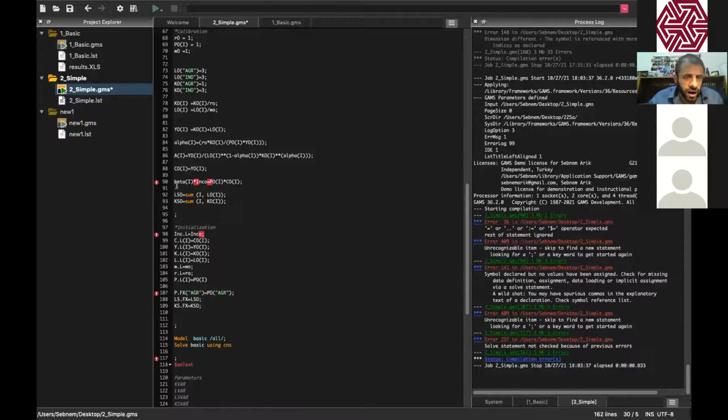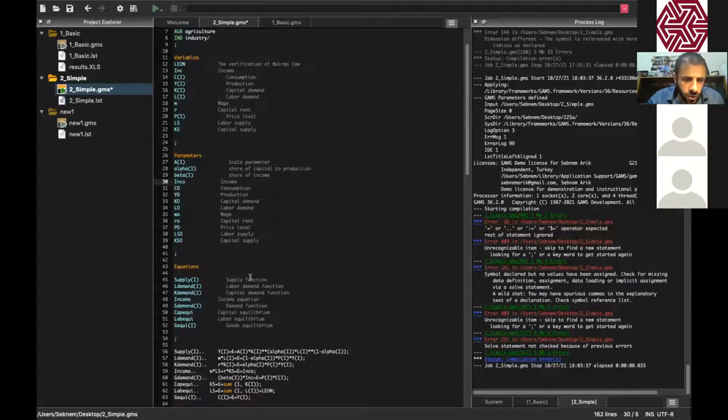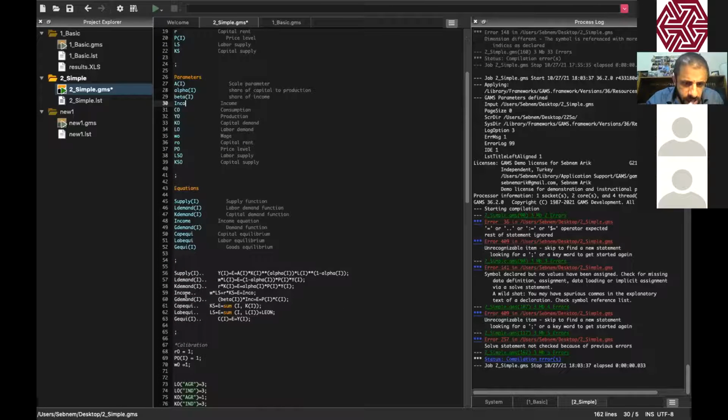Yes, I see. So here in the equation block, where is the error? What do you think? What is the error in the equations block? It must be here. Exactly, because now GAMS couldn't identify which one is the variable and which one is the parameter. So run again.